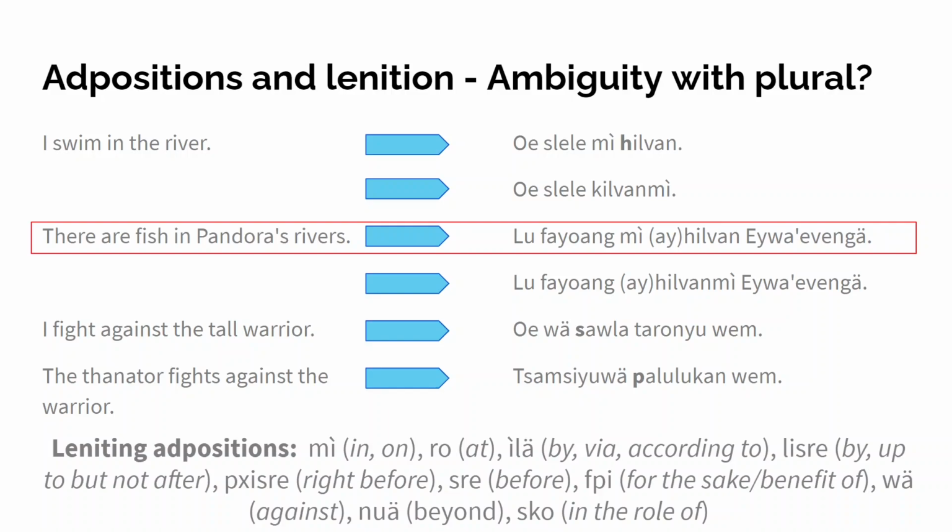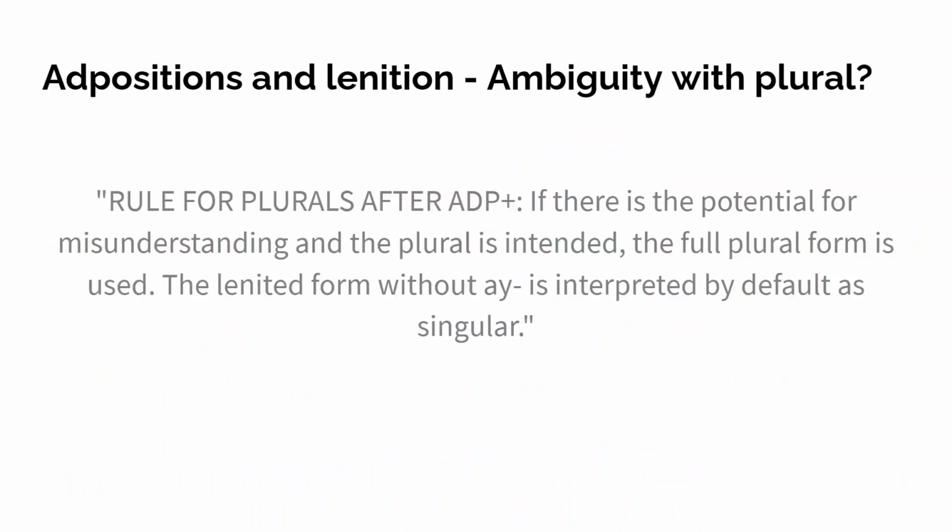This is why I chose these examples, because these also were very similar to the examples that Paul Frommer used to talk about this, because he actually did. And what he said, because of course not always context applies, sometimes it's just completely ambiguous and you don't know what this meant. What he said about this is literally this. Rule for plurals after adposition that cause lenition, so adposition plus. If there is the potential for misunderstanding and the plural is intended, the full plural form is used. The lenited form without I is interpreted by default as the singular.